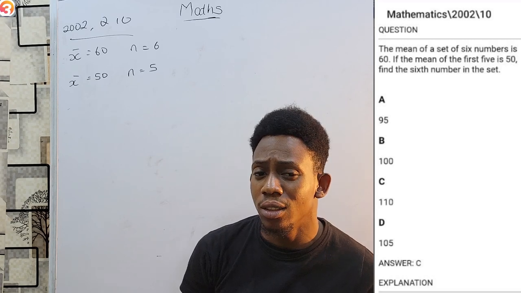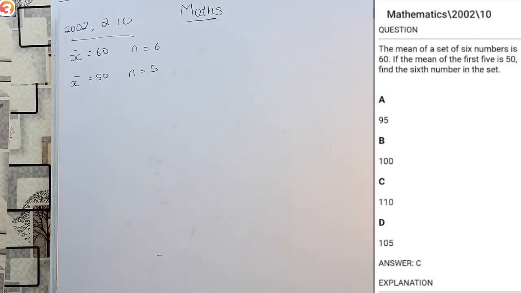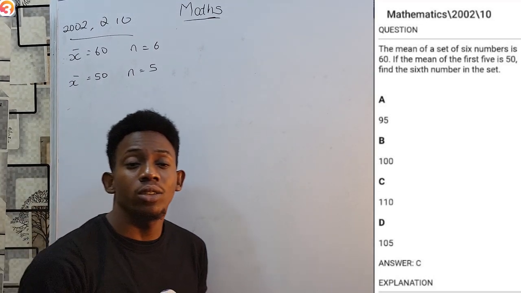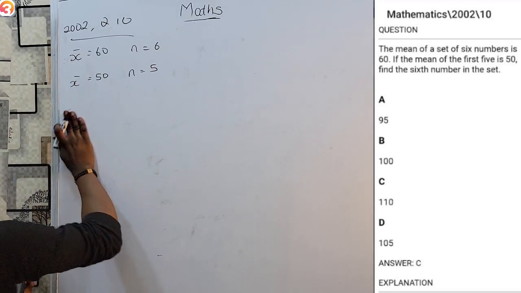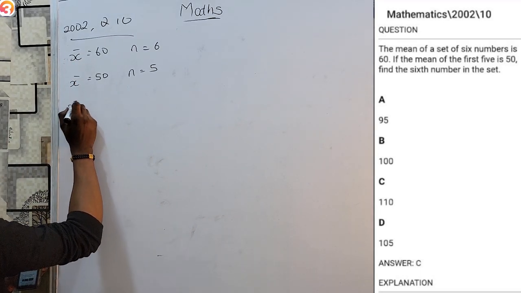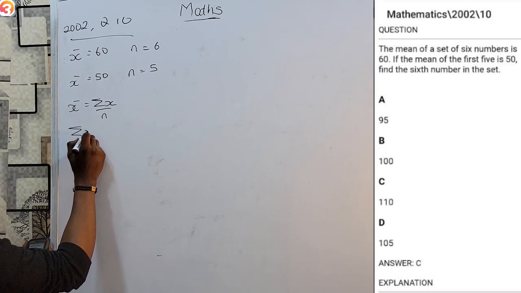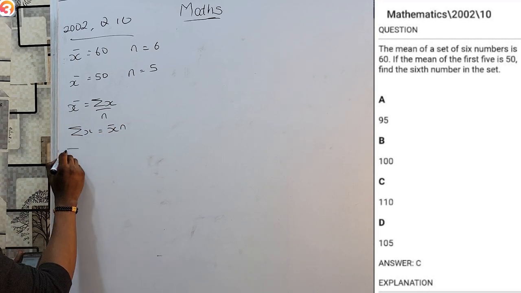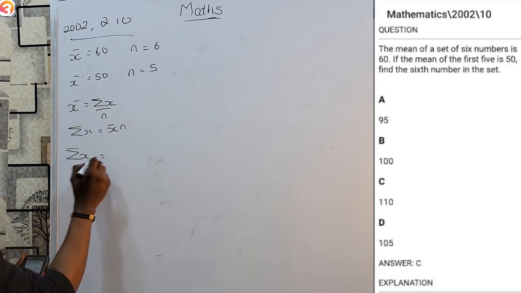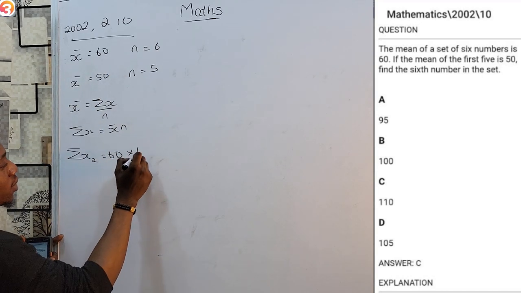It's very easy, actually. What do you do? When there are six, there must be a total. And when there are five, there must be a total. Now, the difference between those two totals will tell me what was added in the interim. So let's find the first total and say, as we know, mean is summation x over n. And so summation x must be mean times n. So let's say summation x2, for this one here, will be mean 60 times 6.